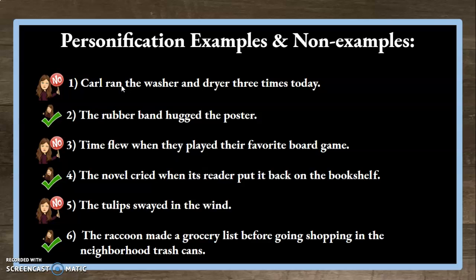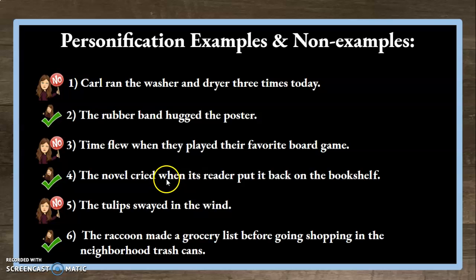Tricky one. 2, the rubber band hugged the poster. Hugging is not something that non-humans can do, so that indeed is personification. Number 3, time flew when they played their favorite board game. Flying is not an action that humans can do on their own, at least not without the aid of an airplane or some other device. So this would not be personification.